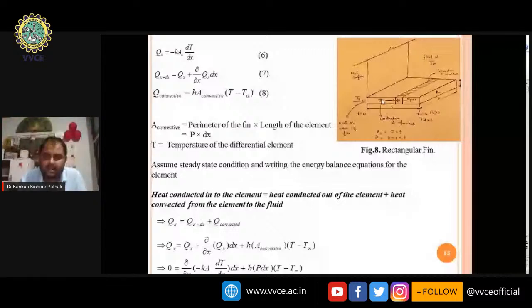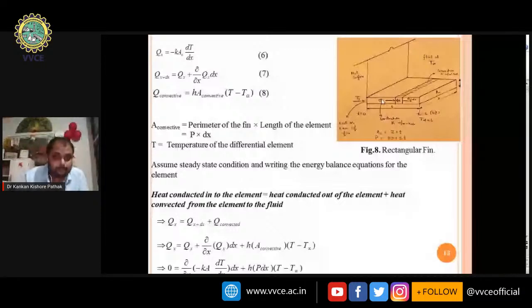Now, from the solid part to the fluid part, conduction is happening. So you can say Q conduction at x and x plus dx. This is equation number 6. There will be no heat generation, and in the other part, it will be the delta dx. Similarly, Q convection will be h A convective (T minus T infinity), where T is the temperature of the differential element, and the area of contact, the convective area, we can consider as the perimeter of the fin times the length.